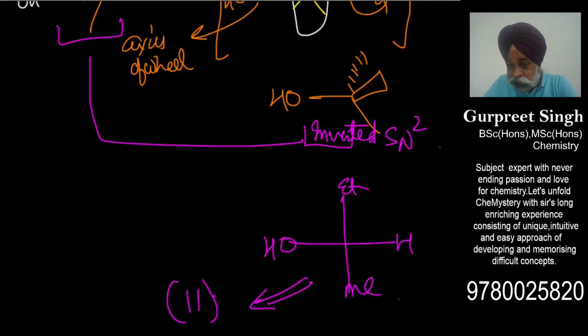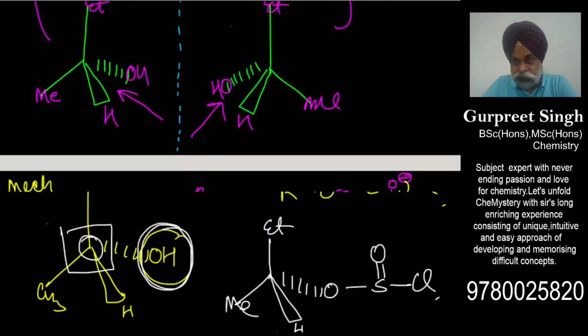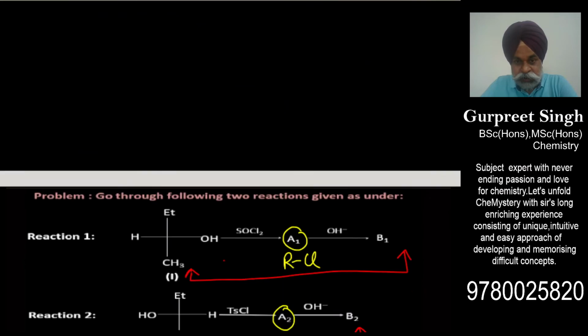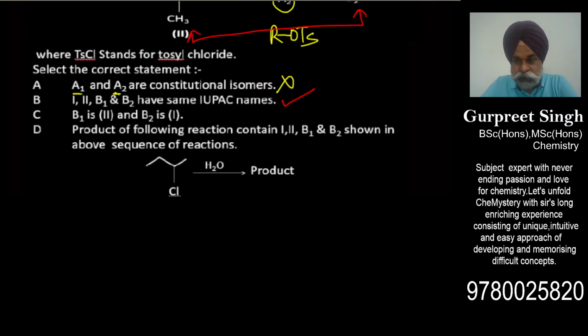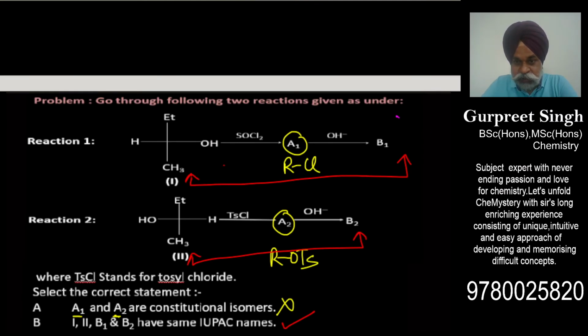This is structure number 2 itself. Let us check this out in the options. So we got the B1. We just have understood the B1. B1 happened to come out to be OH, ethyl, methyl, and that is exactly the second structure.